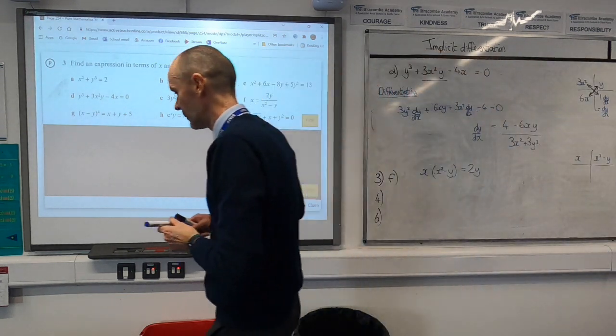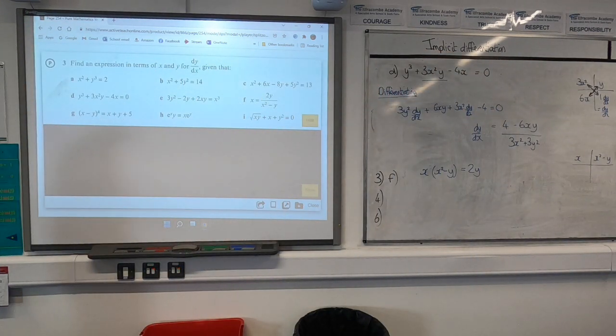Have a go then, once you've done 3, have a go at 4 and 6. So 4 is an equation of a tangent, standard equation of tangent, and 6 is a turning point, although it talks about the gradient equals 0. But it's the same.